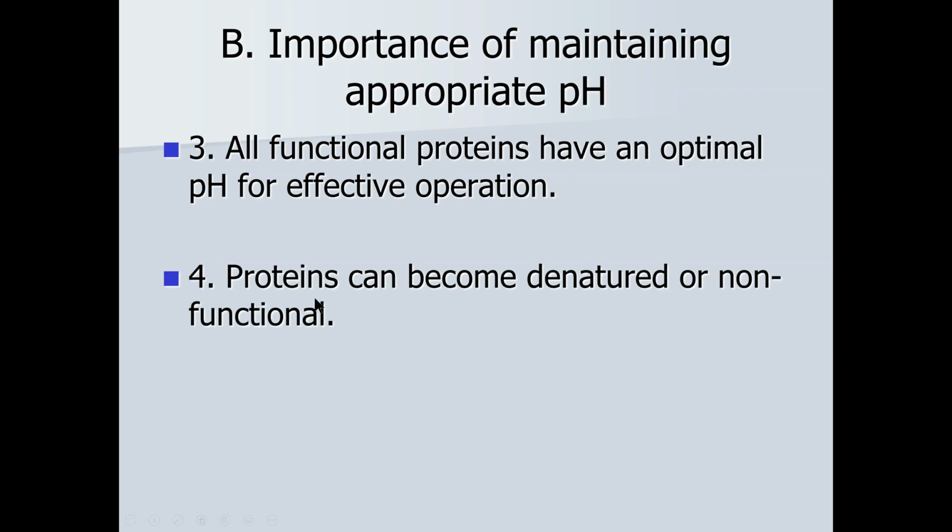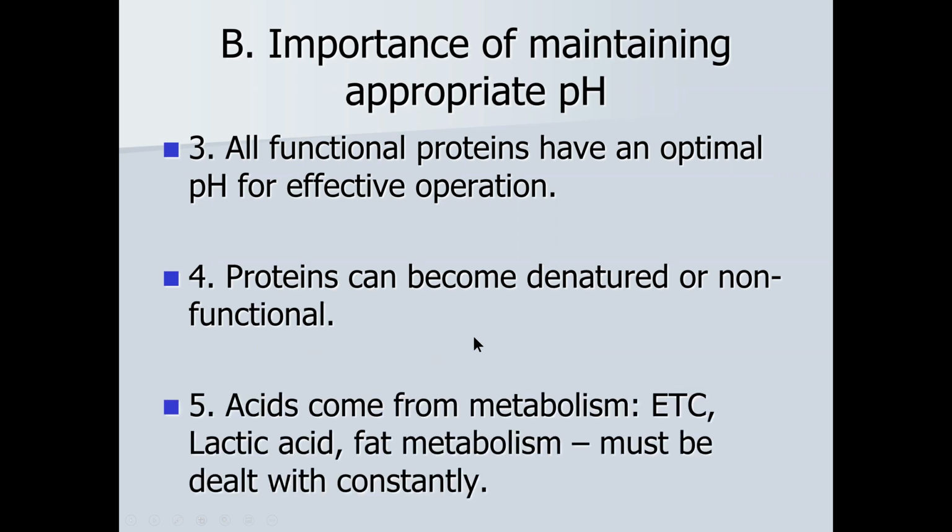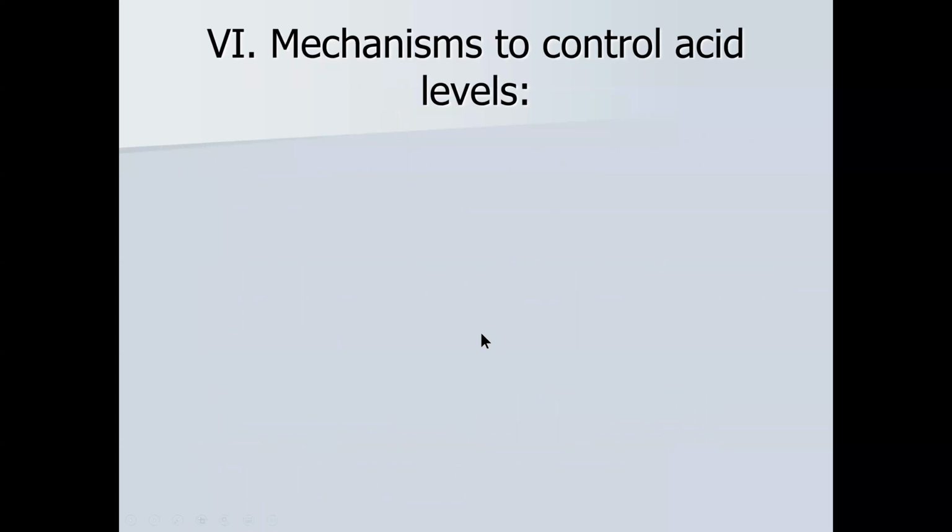We denature proteins with heat when we cook eggs and proteins and stuff like that. And why do we need to get rid of this stuff? Because we make acid all the time. We make acid from metabolism. We can make lactic acid. When the fats break down, they make acid. And so we've got to deal with this constantly.